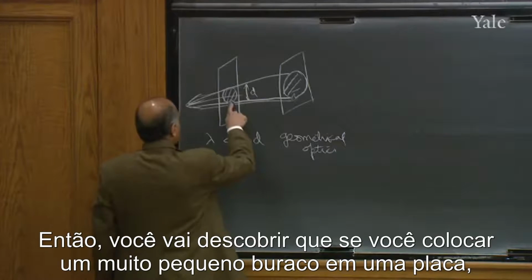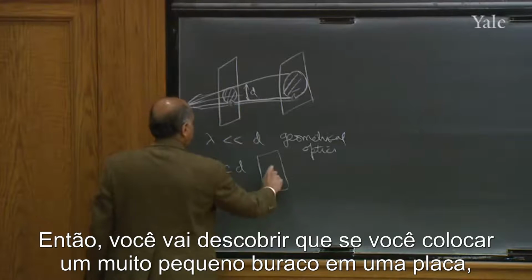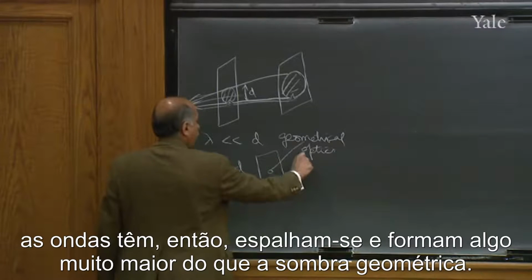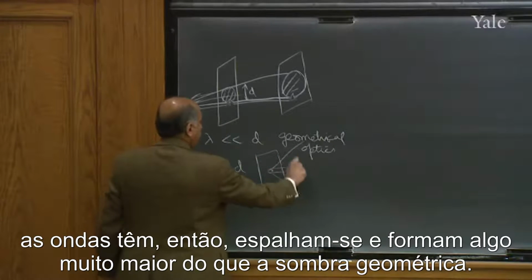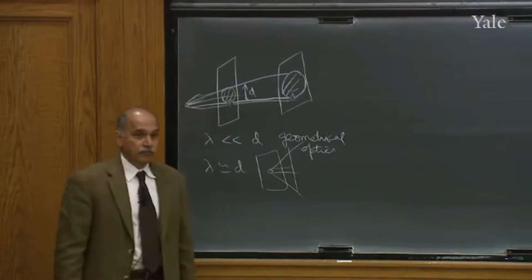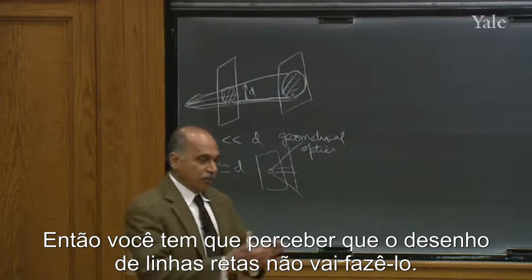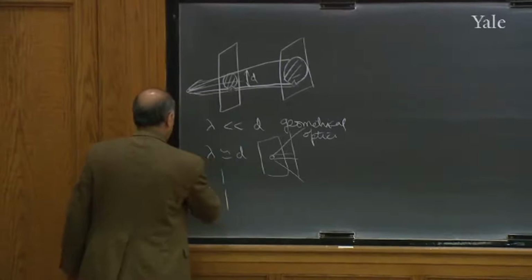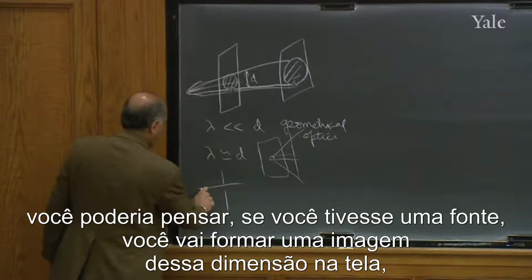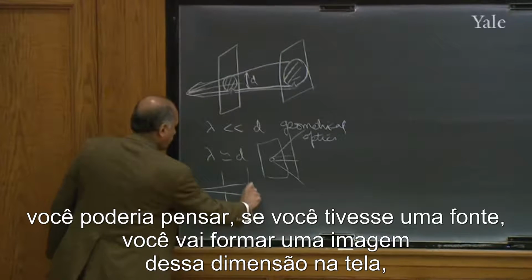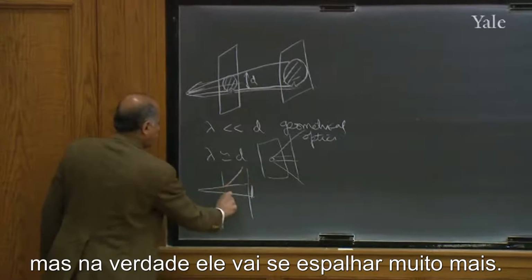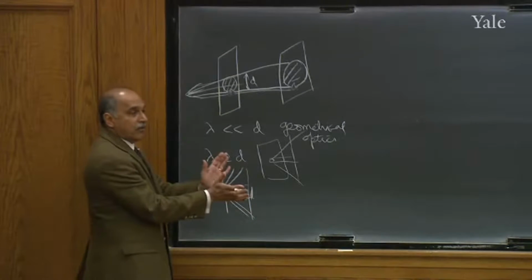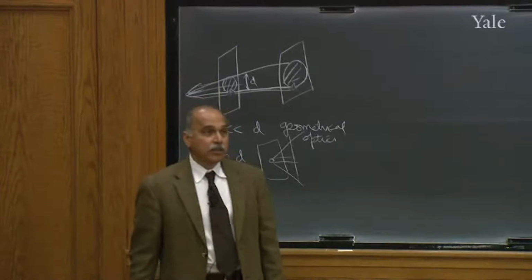Then you will find out that if you put a very tiny hole in a screen, very, very tiny compared to the wavelength, the waves will then spread out and form something much bigger than the geometric shadow. Then you will have to realize that drawing straight lines won't do it. In other words, if I show you a side view, you would think if you had a source, it'll form an image of that dimension on the screen, but actually it'll spread out much more. And the smaller the hole, the more the light will fan out. You're not going to get that from geometrical optics.